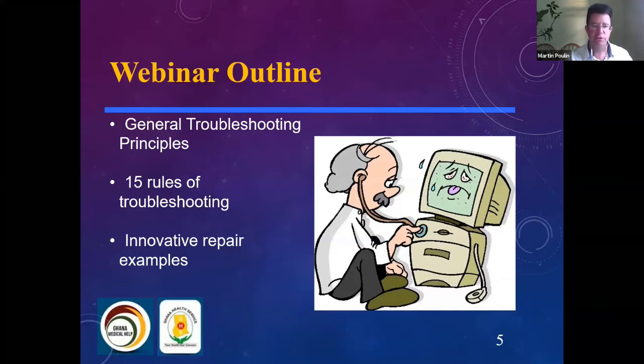And we're going to start just giving some thoughts on some general troubleshooting principles. And then we've established 15 rules of troubleshooting that we'll go over in more detail. And then we're going to go over some of the innovative repair examples that many of you have provided in Ghana. And then after that, we'll have a few questions where we're going to try to solicit some feedback from you via the chat window.